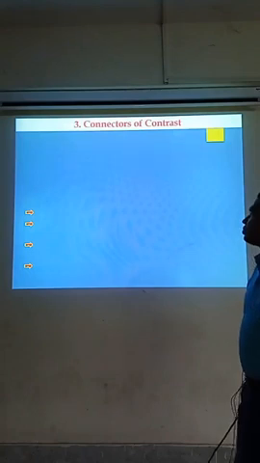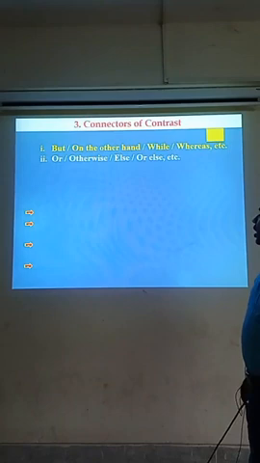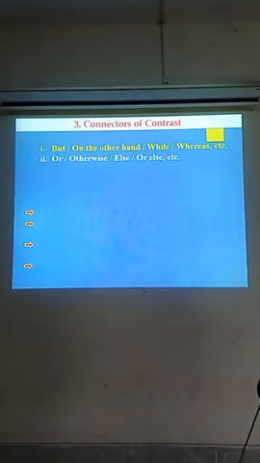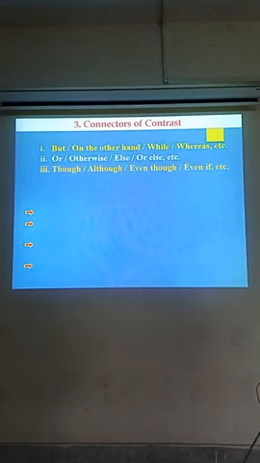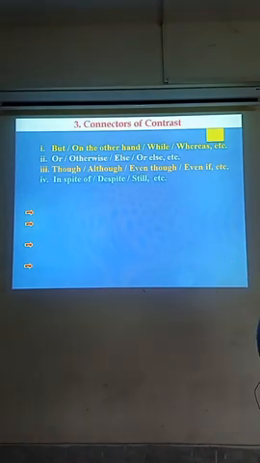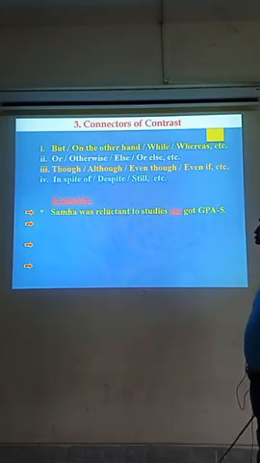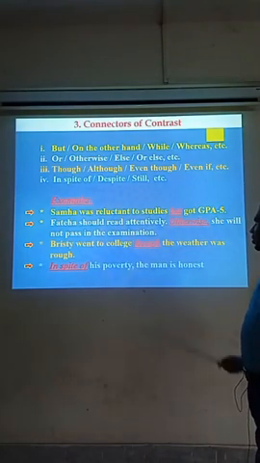Next, number 3, connectors of contrast. You can see connectors of contrast. Number 1: but, on the other hand, while, as, whereas, etc. Number 2: or, otherwise, else, or else, etc. Number 3: though, although, even though, even if, etc. Number 4: in spite of, despite, still, etc. And you can see the examples. I have already given the examples.